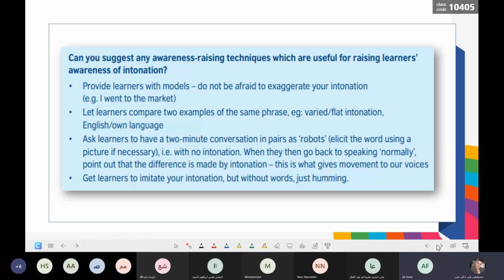هنا بيتكلم على can you suggest any awareness raising techniques which are useful for raising learners.